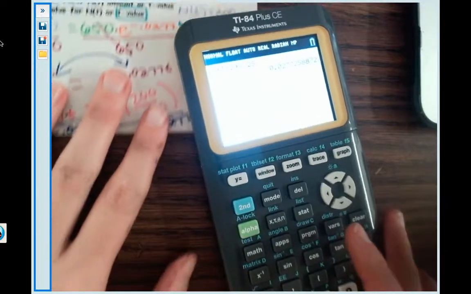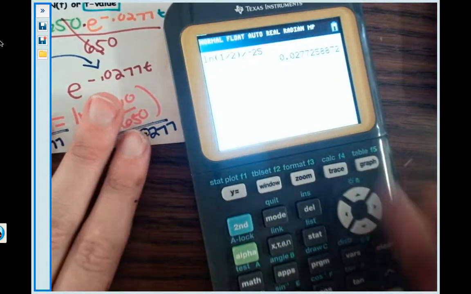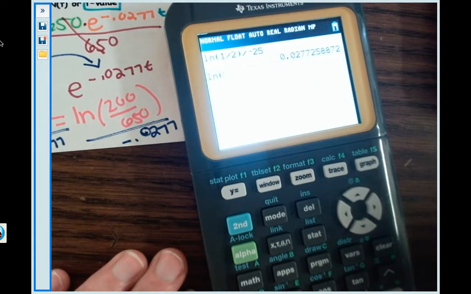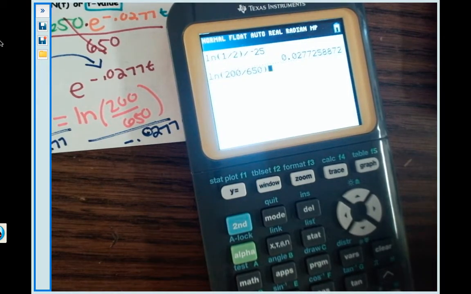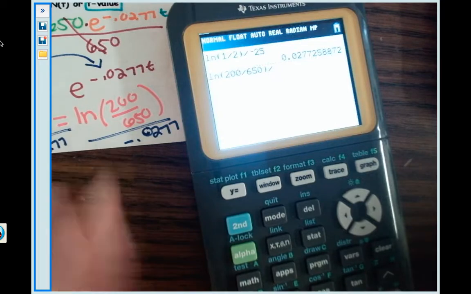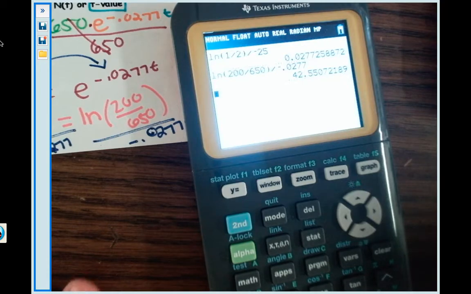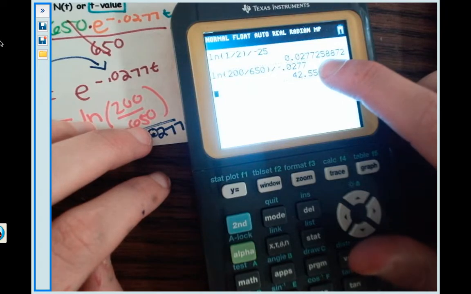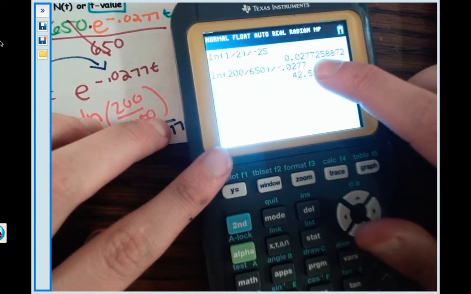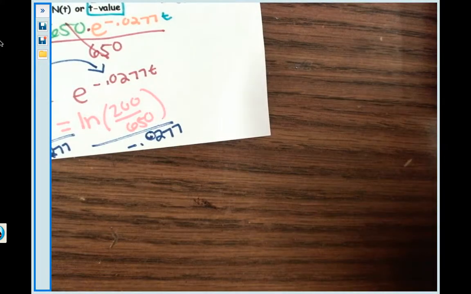Let's see if I can zoom in some. Can we see it any better? Okay, so we have natural log, and I'm going to put all this into parentheses: 200 divided by 650, and then divided by that negative 0.0277. It says round to 1 decimal place, so I'm going to go out to 2 decimal places. That 5 will bump up this 5 to a 6, so it'll be 42.6. Before I give it its units, we need to figure out what that will be.